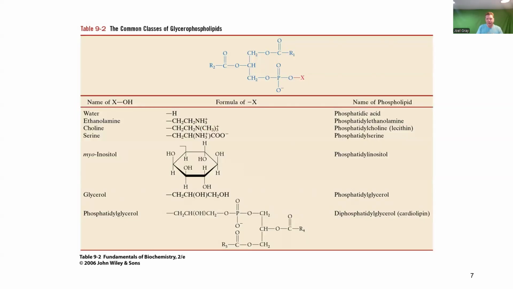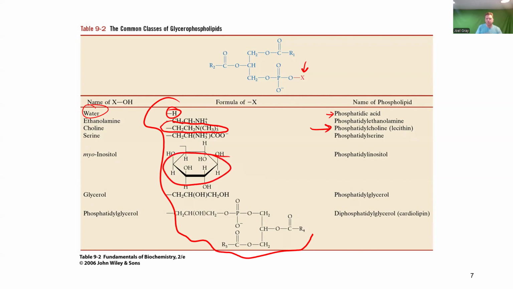Now, like I said, that X, here denoted in red, can be replaced by any one of these different things. It could be an H, that would be water, and that makes the compound known as phosphatidic acid. It could be replaced by something a little bit bulkier with a charge group, which makes a molecule known as phosphatidylcholine. Then if we put a six-membered ring on it, that makes phosphatidylinositol. So that X can vary quite a bit.